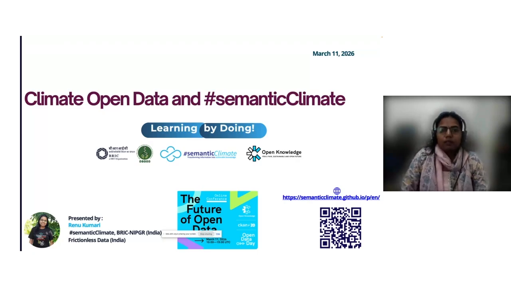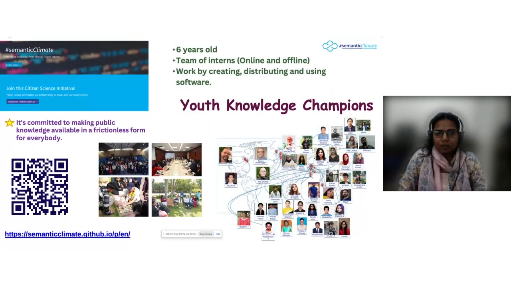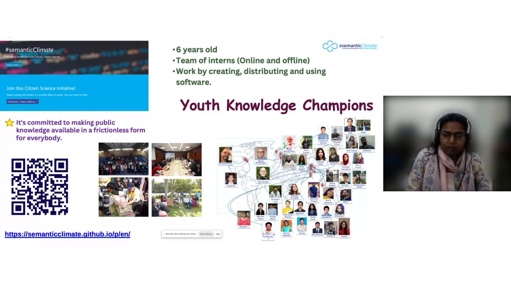Semantic Climate is a 6-year-old organization where a team of interns, either online or offline, work by creating tools, and then they use them for open data and climate knowledge. We have interns from across the world, and from all parts of India. We organize workshops to disseminate knowledge, hackathons, and also school events in the form of games. We are distributing climate knowledge. And also, the aim is to create frictionless data from friction documents.